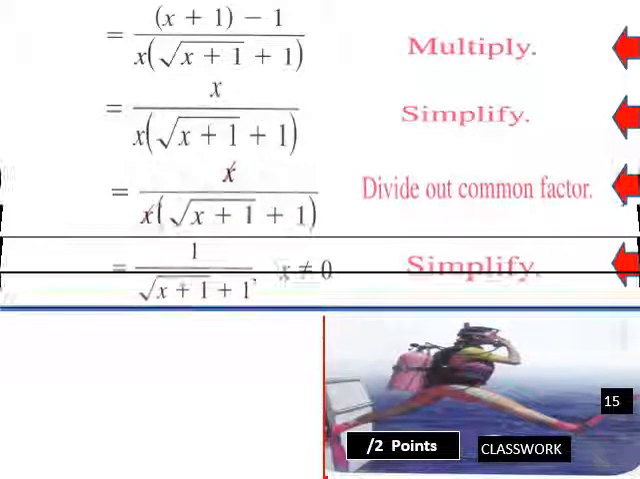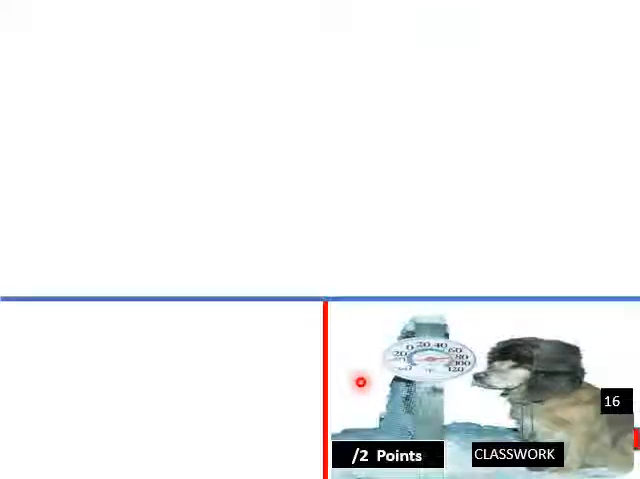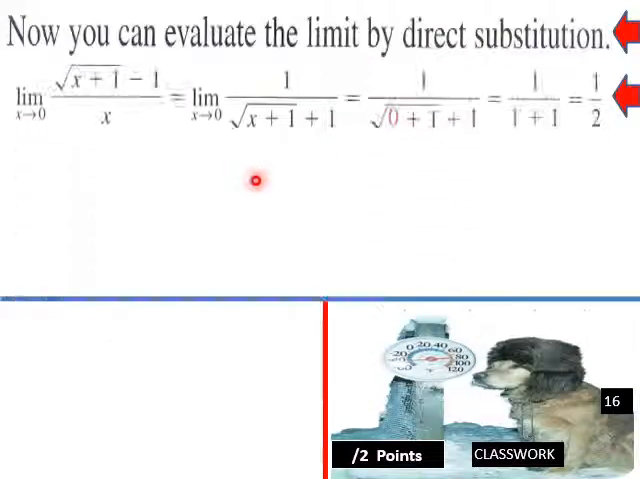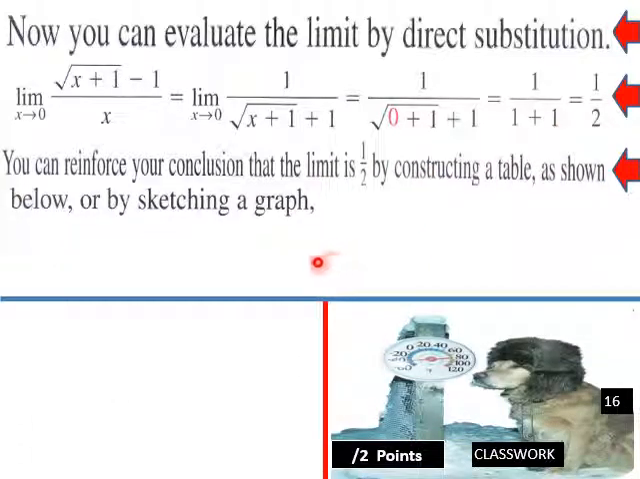We can simplify. Then once we have that, you can evaluate the limit by direct substitution now. So when we have this, now this becomes this. And then when we plug in 0 here, we have 1 over radical 0 plus 1 plus 1, which is 1 plus 1, which is 1 over 2. So that's what we're left with there.